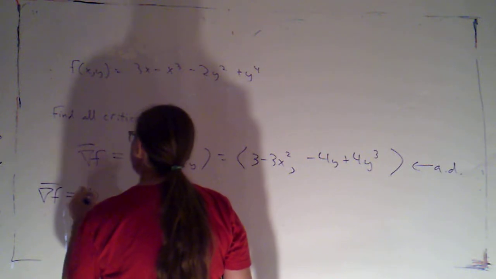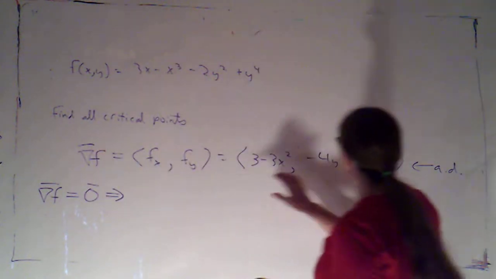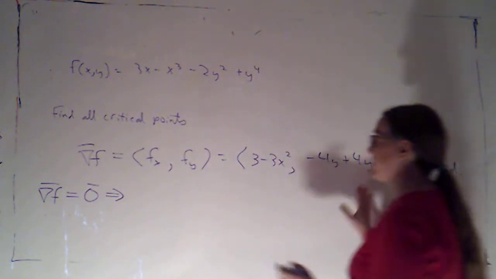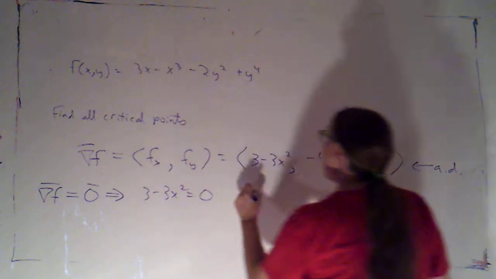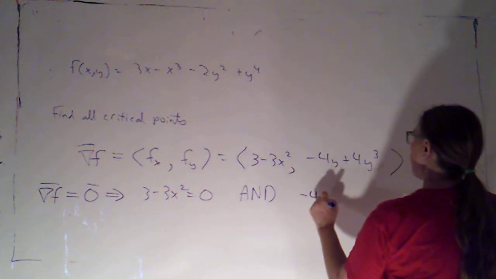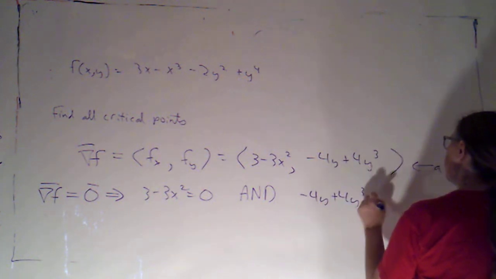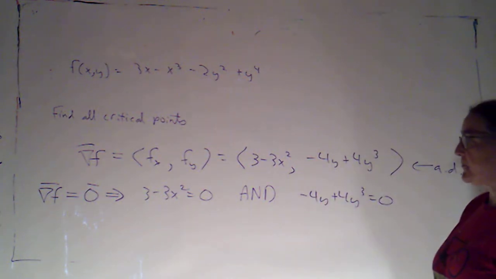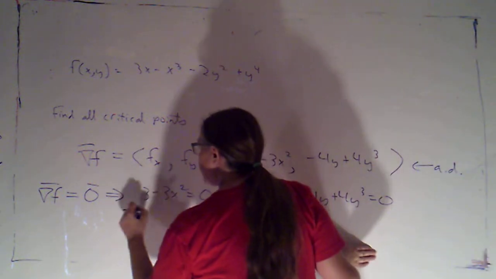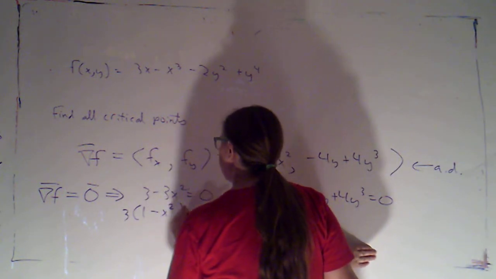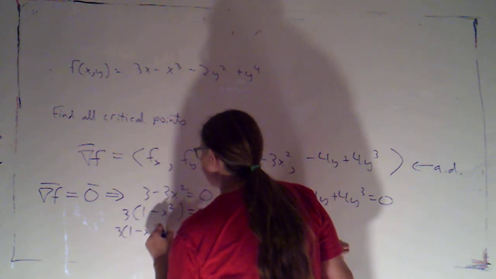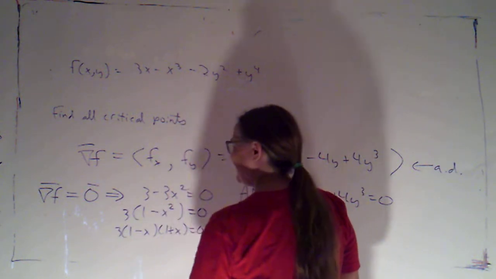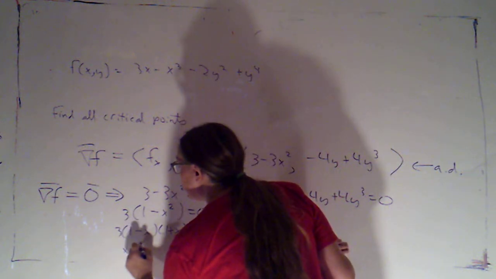So the gradient of f would equal 0 if both of these component functions were 0. So that means 3 minus 3x squared equals 0, and negative 4y plus 4y cubed is equal to 0. Here, that's 3 times 1 minus x squared equaling 0. That's 3 times 1 minus x times 1 plus x equaling 0. So x would equal plus or minus 1.